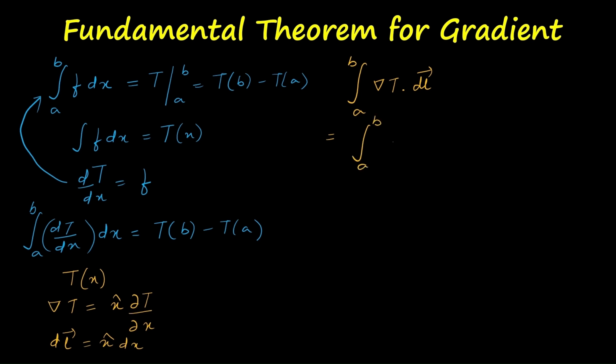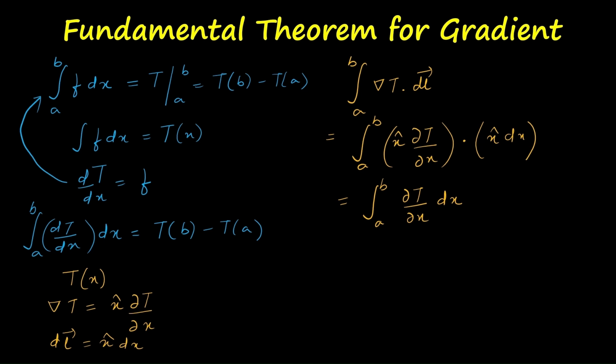Then the gradient of T is given by x cap del T by del x dot x cap dx. So since both are x components, the dot product with x cap will be 1. So this gives the integral from A to B of del T by del x dx. Now if we compare this with this, both are the same. So the answer will be the value of T at B minus the value of T at A.